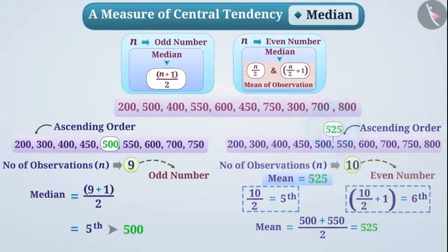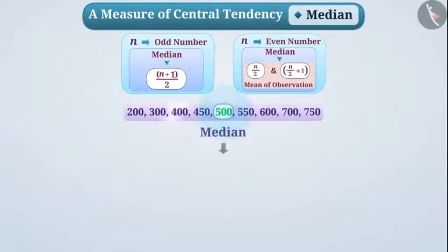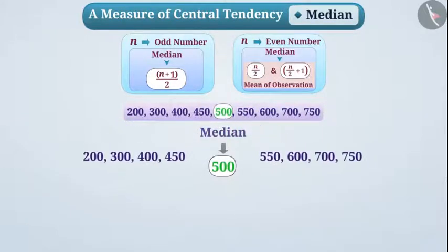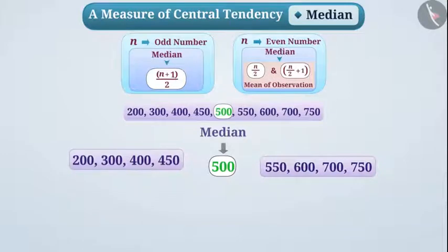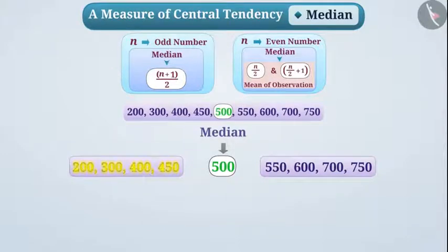525. The median is a middle number, so it divides the data into two equal parts. One half consists of observations whose values are equal to or less than the median, and the other half consists of observations whose values are equal to or greater than the median.